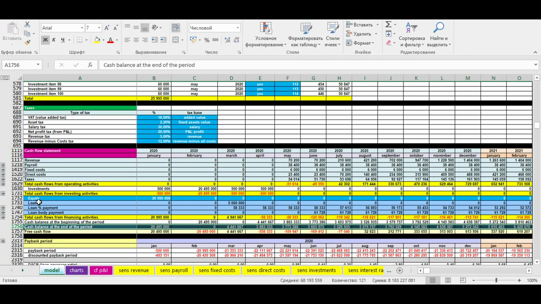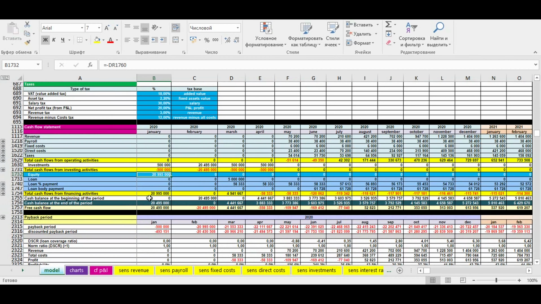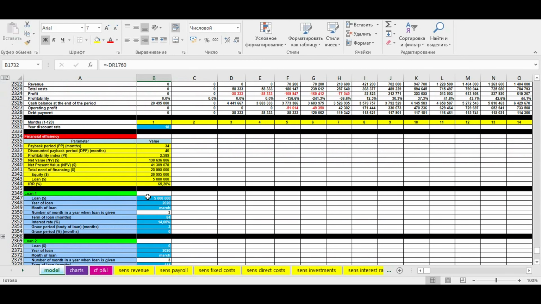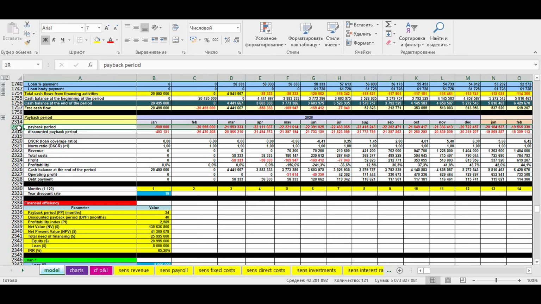Third, one of the main things you will see from cash flow is total amount of money you need to start the business. If you see that total financing is bigger than the amount of money you have, you can add a loan parameters. Amount of loan, month and year you get it, loan term in months, interest rate, and grace period for interest and body payment of the loan. After cash flow statement, we can see lines with profit and profitability. Then, you can set the discount rate and look at the final financial efficiency parameters of your hotel.